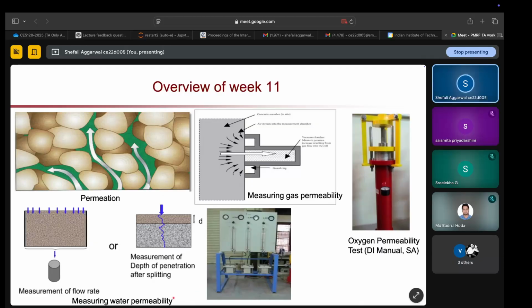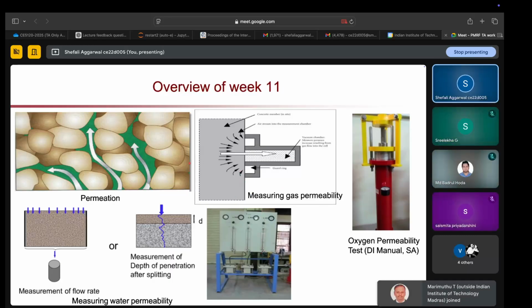So this is one type of permeability, water permeability. Then we can have gas permeability. Again, a similar type of test is performed. In that case, instead of water, you are forcing air into the concrete system. So this is a small mechanism of how the test is being performed, measuring gas permeability.